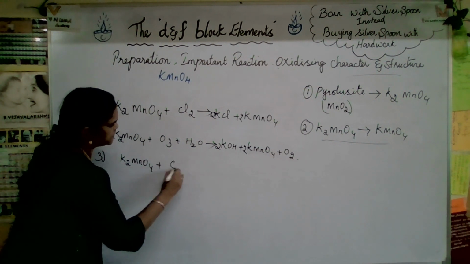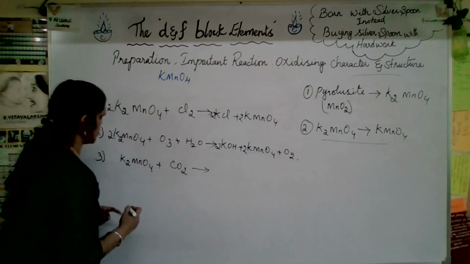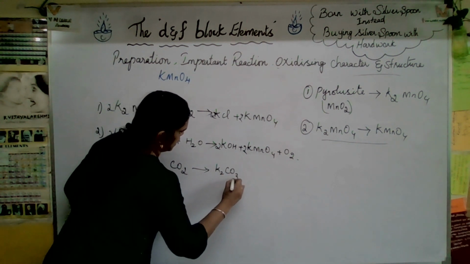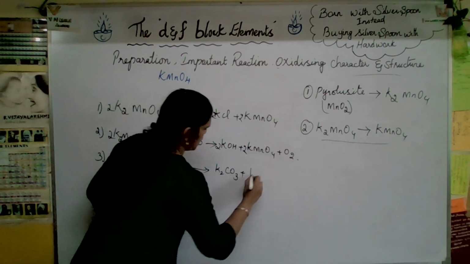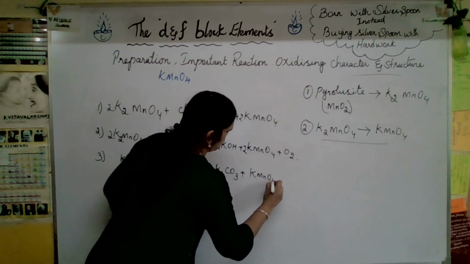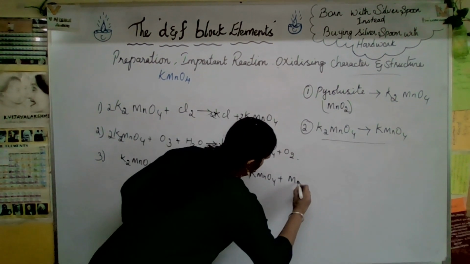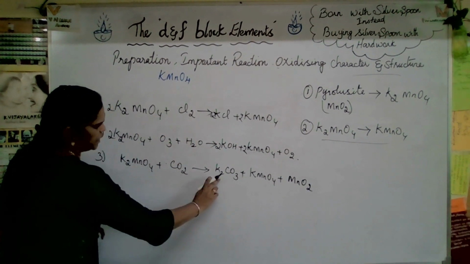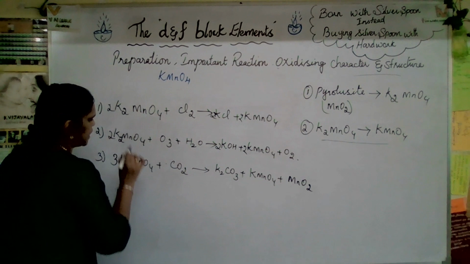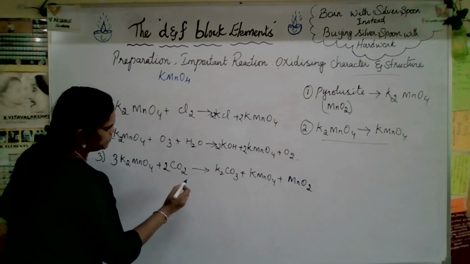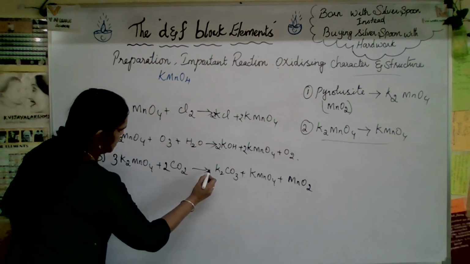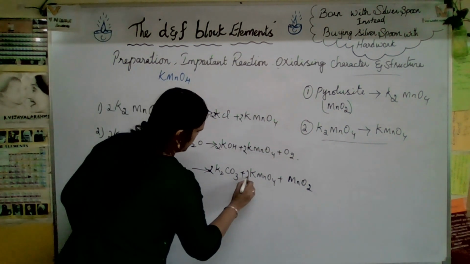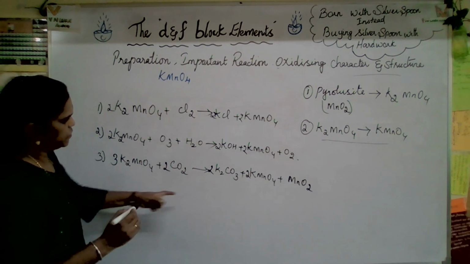And in the same way, the third one: K2MnO4 plus CO2, carbon dioxide. You will get K2CO3 plus KMnO4 plus MnO2. Right? Now here K2 and K, so 3 and here 2. So here you will get 6, right? So 2, 4 and here 2. Yeah, 6. You got it.